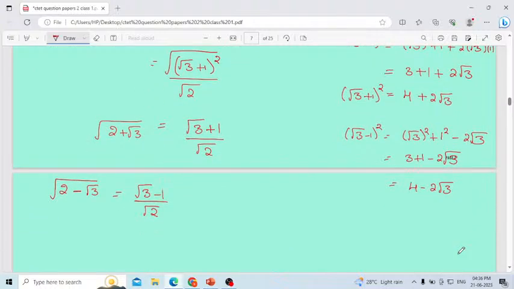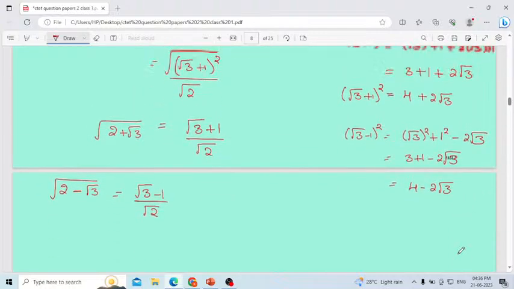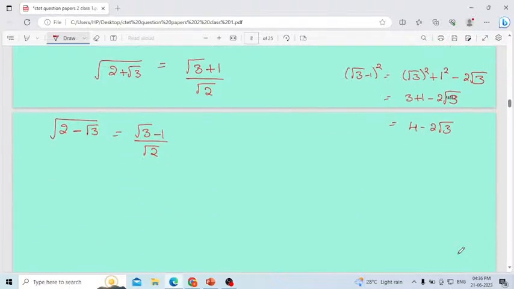4 minus 2 root 3 is nothing but root 3 minus 1 whole square. You will get the value. Otherwise, consider the negative sign. It will be easy for you.